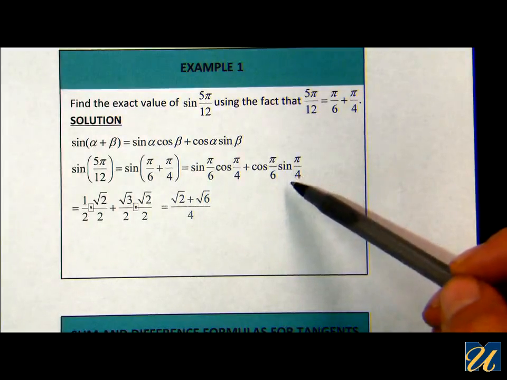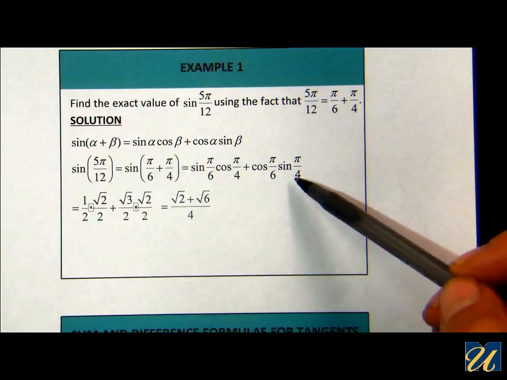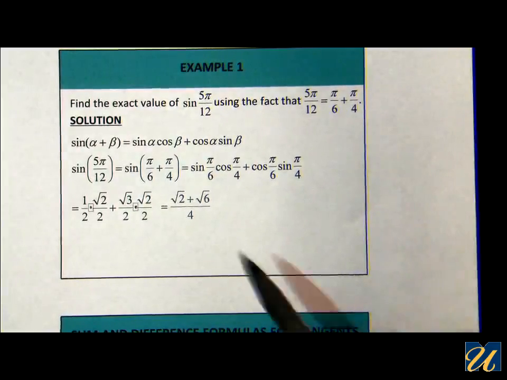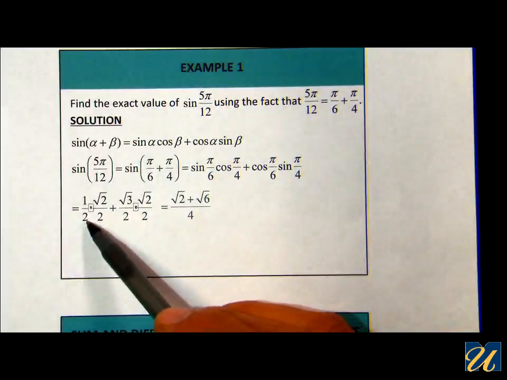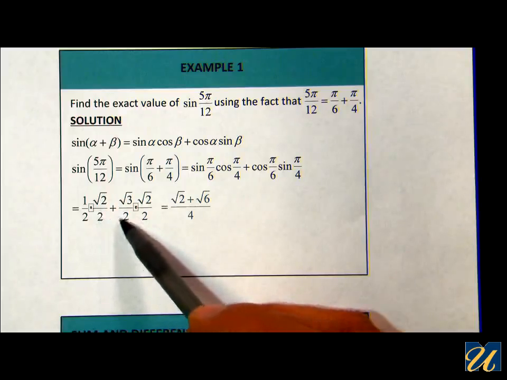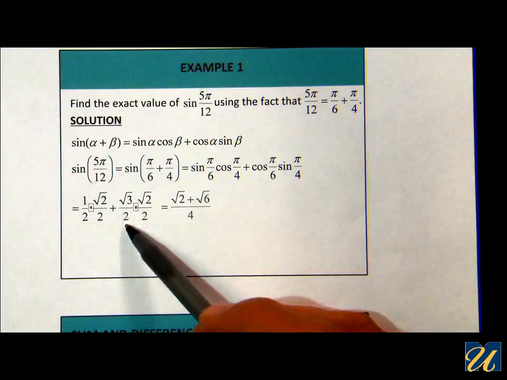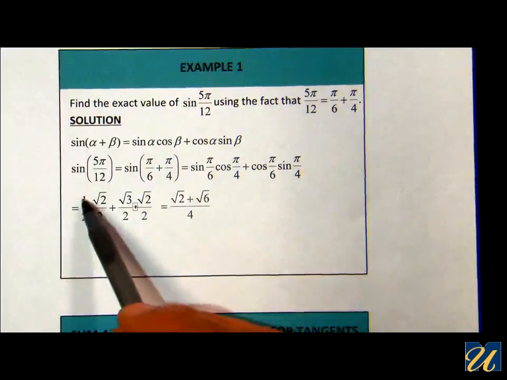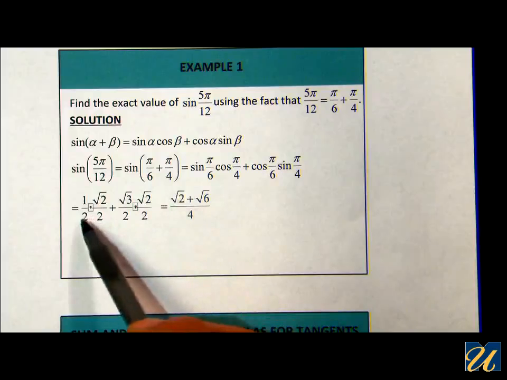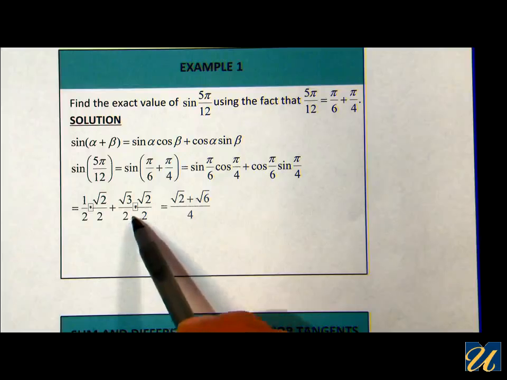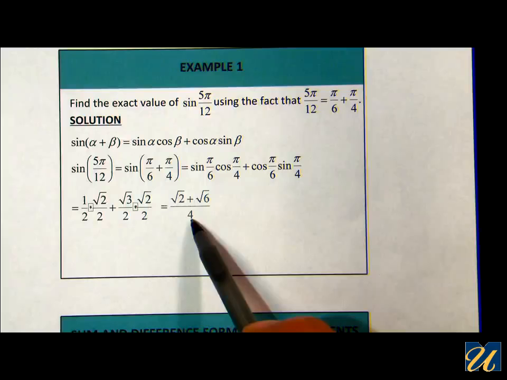Now we can either use our special right triangles to obtain the values, or if you know them, as coordinates of point P on the unit circle. Either way, sine of pi over 6 is 1/2. Cosine of pi over 4 is root 2 over 2. Added to cosine of pi over 6, root 3 over 2, times the sine of pi over 4, which is root 2 over 2. So multiply the tops here to get root 2. Multiply the bottoms, we get 4. Since this denominator is also 4, we can write the sum all over a common denominator. Root 3 times root 2 is root 6.